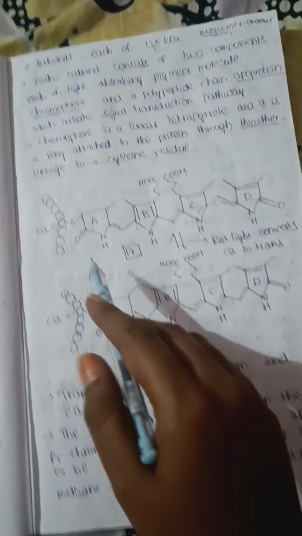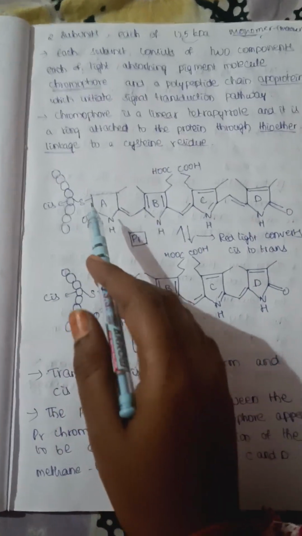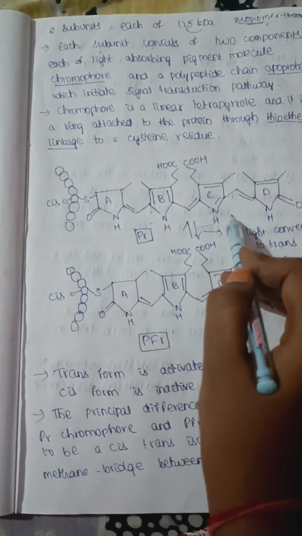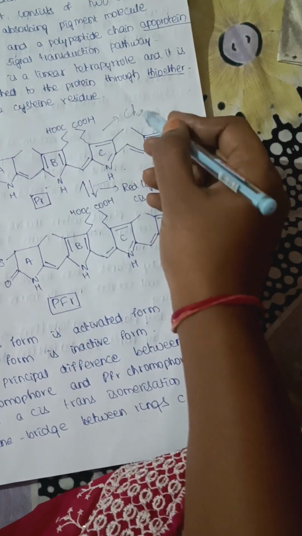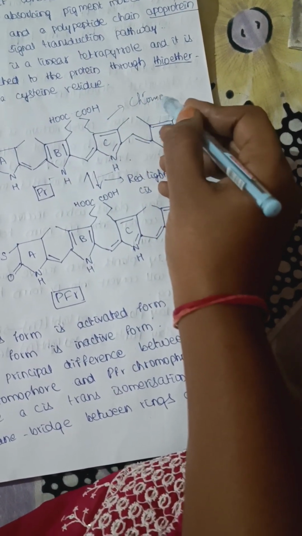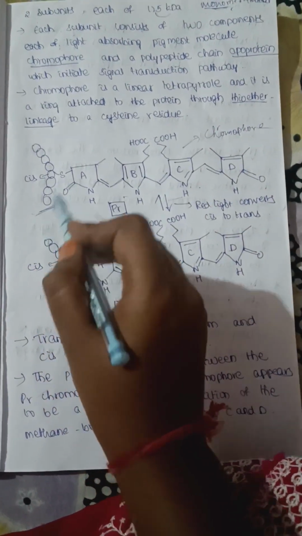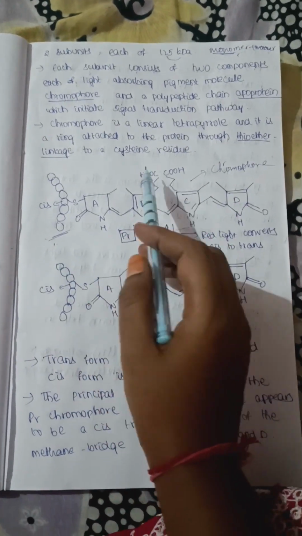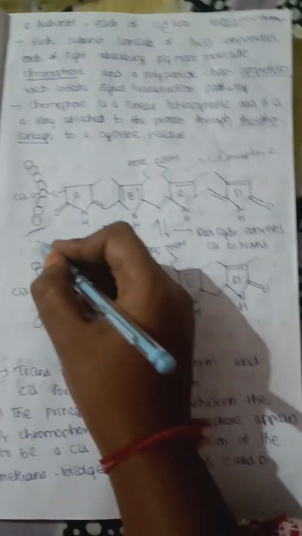Here we can see the structure. It has two monomers. One monomer consists of one chromophore, a light absorbing pigment, and this is the apoprotein. So one monomer consists of two components: one is the chromophore and another one is the apoprotein.